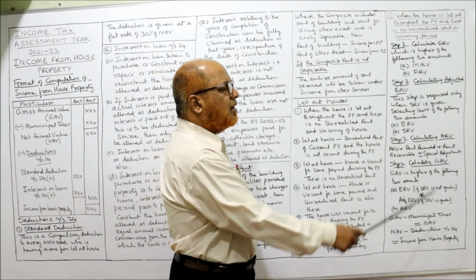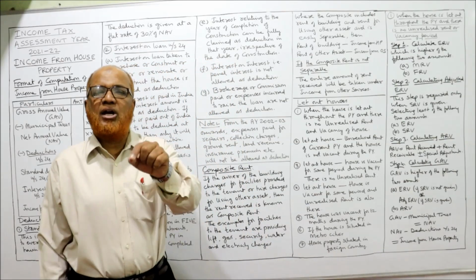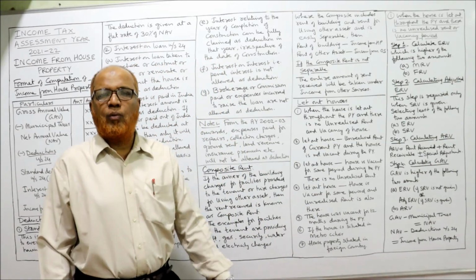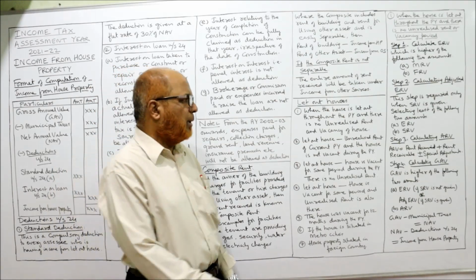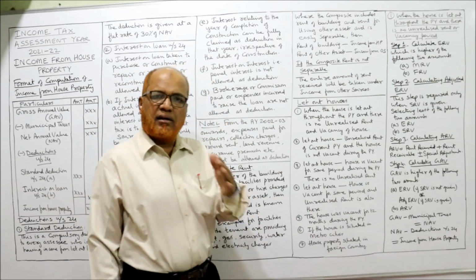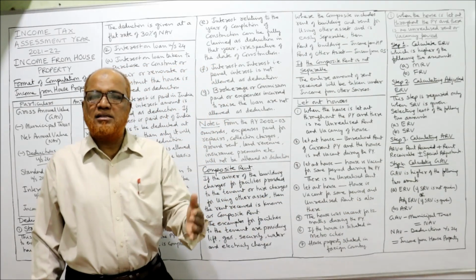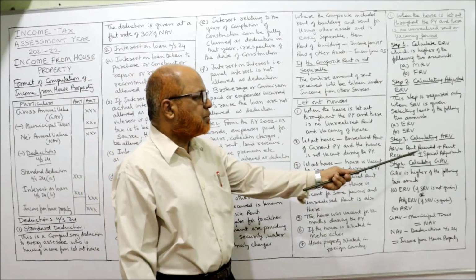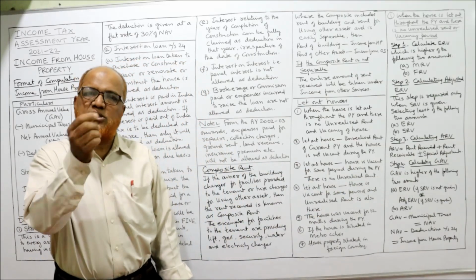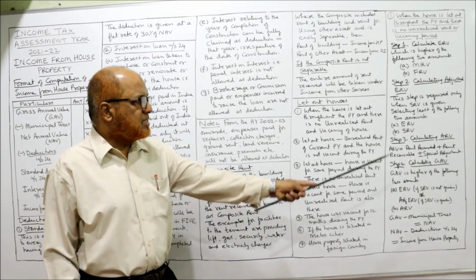Then the third step, calculating the ARV, actual rental value. What is the rent received or receivable? ARV is equal to rent received plus rent receivable plus or minus special adjustment. What the special adjustment was, I will discuss while doing the problem. This is the third step.